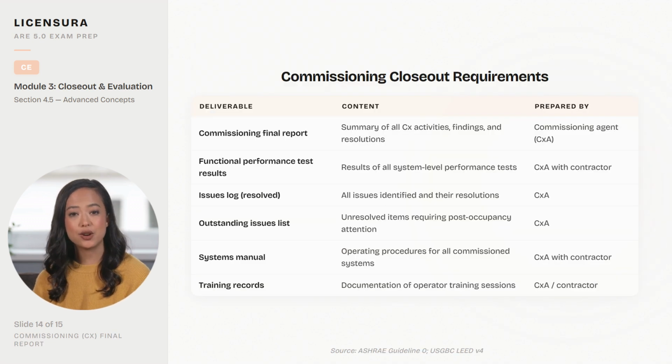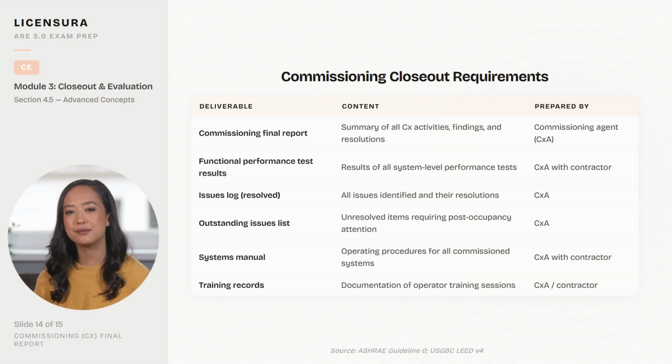This commissioning closeout requirements table identifies what the commissioning process must deliver at project completion. Functional performance test results for all commissioned systems. A systems manual describing the design intent and basis of design for each system. Training documentation for building operators. A commissioning report summarizing all findings and resolutions, and a deferred testing schedule for seasonal systems that cannot be tested during construction.